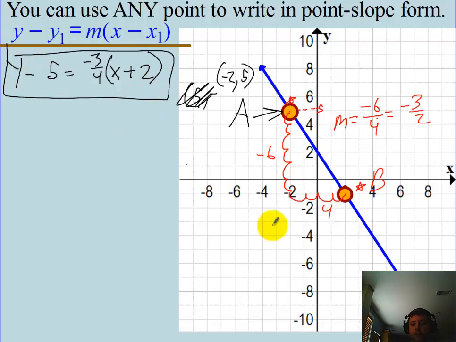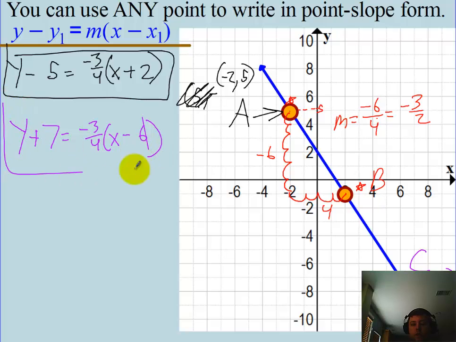Another way to write this equation, let's use this point, C, way down here. The coordinates of C look like they're at 6, negative 7. So let's plug in 6, negative 7. So this will be y minus y1, which is negative 7, so it'll be plus 7 equals negative 3/2 times x minus 6. So that's another way. These are the same equation. They're just two different ways to write it. It's an equation for the same line.